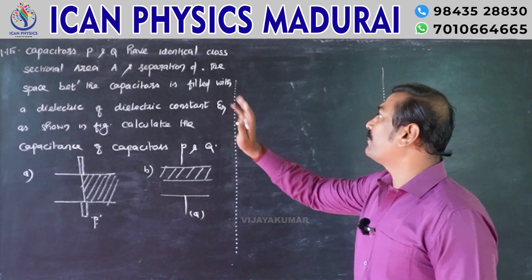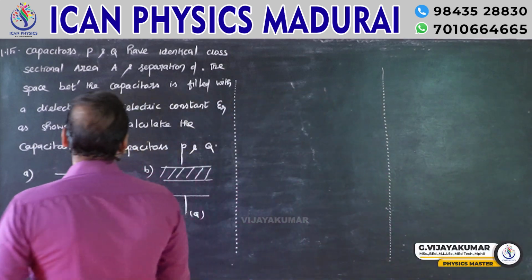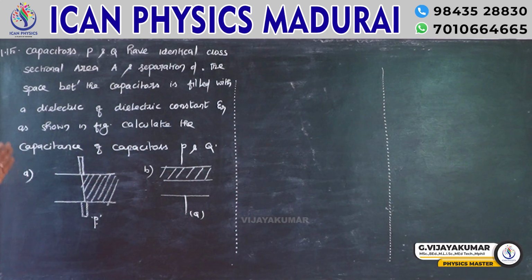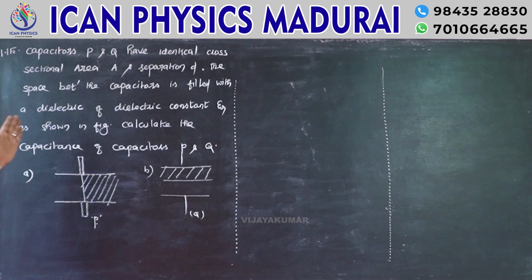Capacitors P and Q have identical cross-sectional area A and separation D. The space between the capacitor plates is filled with a dielectric of dielectric constant epsilon R, as shown in the figure. Calculate the capacitance of the capacitors P and Q.